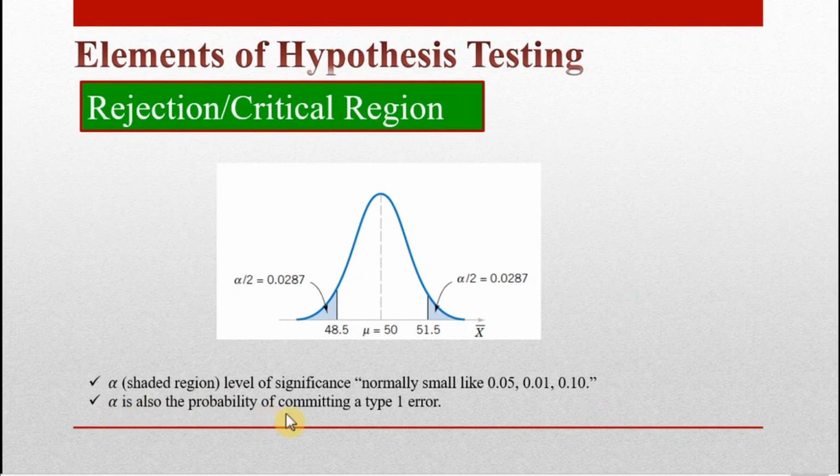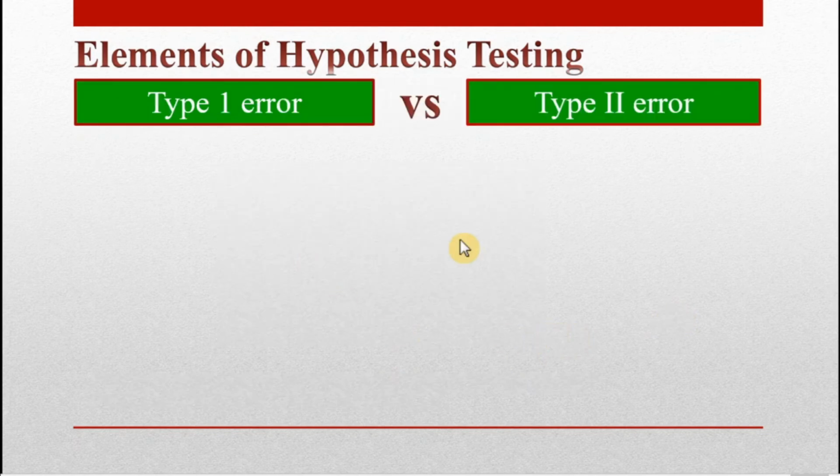Alpha is the probability of committing a type 1 error. We have a new concept, type 1 error. What do we mean by type 1 error? Let us compare type 1 error with another statistical error. We call it type 2 error.